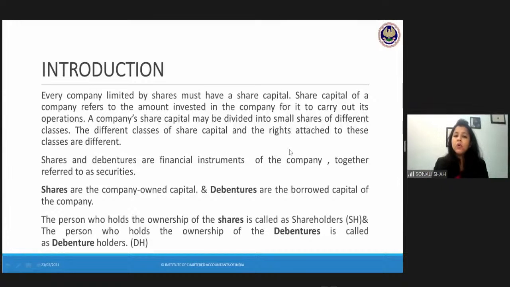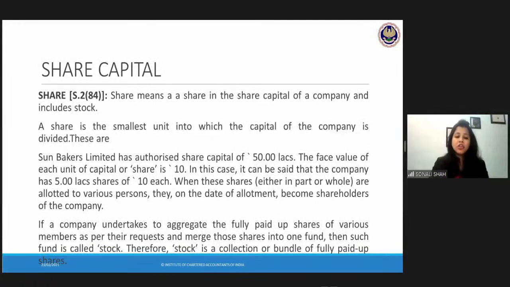The people who hold the shares of the company are called the shareholders, and people who have the ownership of debentures are called the debenture holders. Now, the term shareholder as such has not been defined anywhere in the Companies Act, but we definitely understand that when the share gets allotted to a person, he becomes the holder or the owner of the shares. He is known as the shareholder, right?